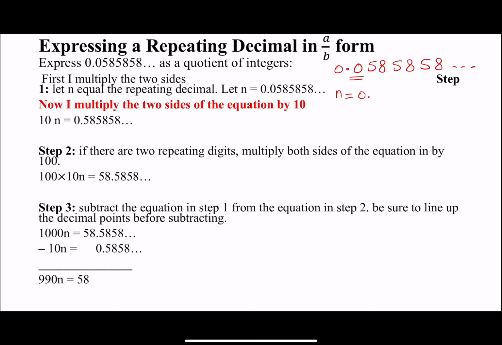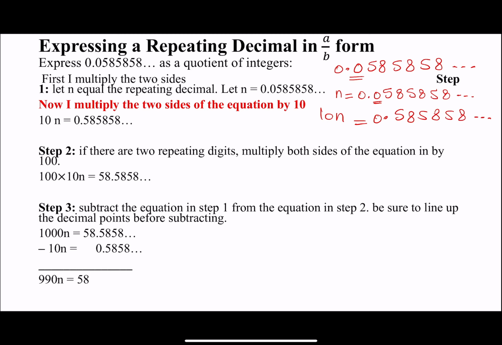So n is 0.0585858, like that. But now, because we have a 0 before the repeating decimals, what should I do? I multiply both sides of the equation by 10 to get rid of this 0. On the left side, n multiplied by 10 is 10n. On the right side, I get rid of the 0, so I have 0.585858. Now it's like before.